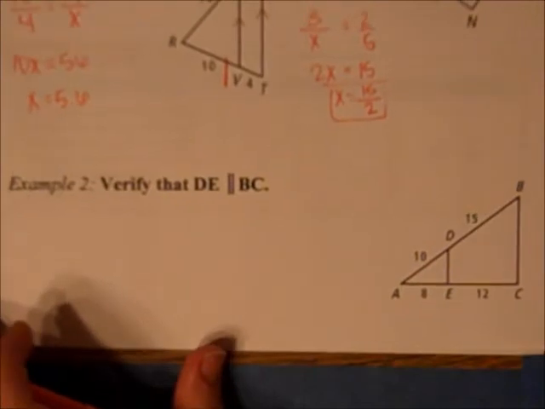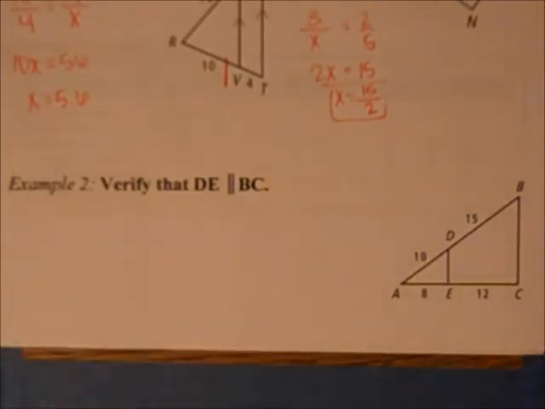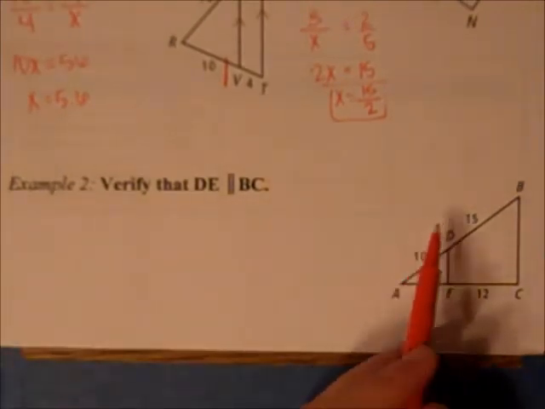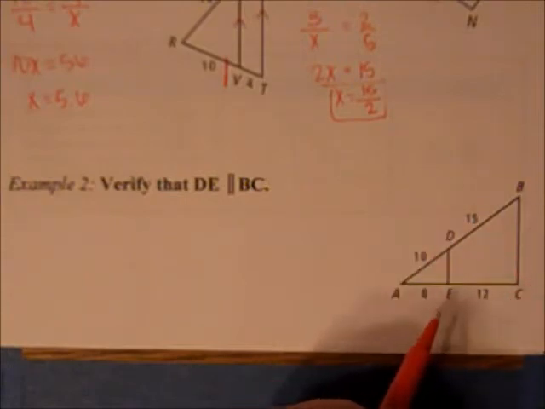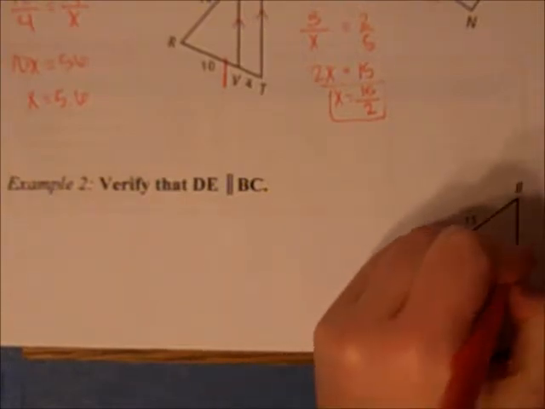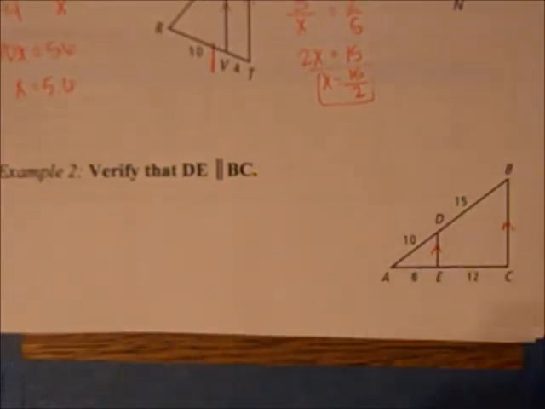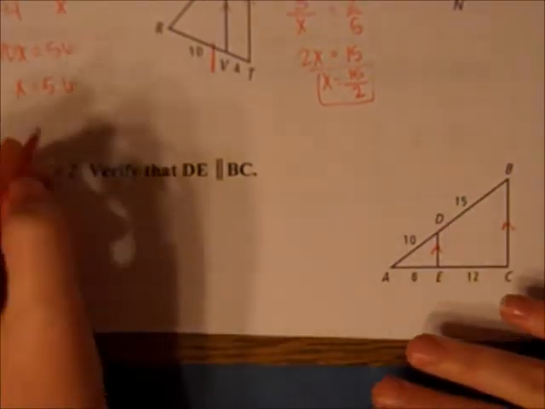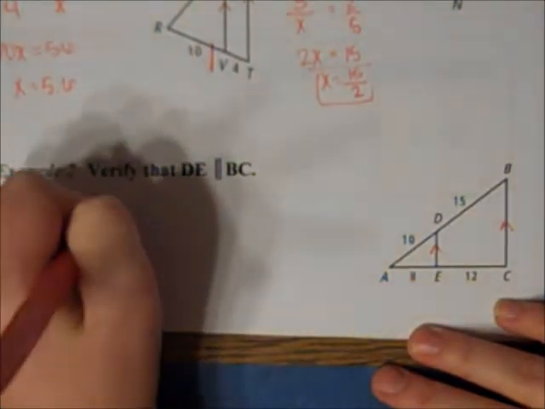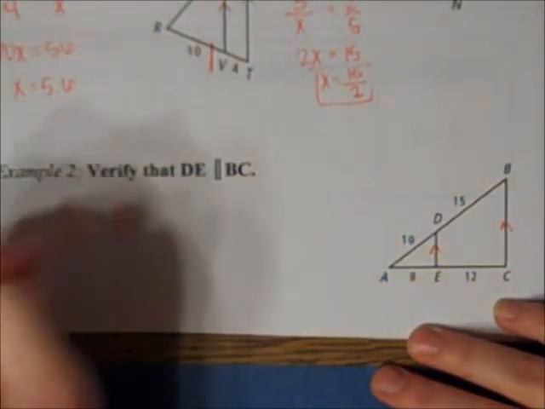Example 2 is using the converse of the triangle proportionality theorem. It's just going backwards. It's saying I have all 4 of the sides. I want to see if DE is parallel to BC, and the only way it would be parallel is if the proportion worked out. So I'm going to set it up like normal. 8 over 12 equals 10 over 15.